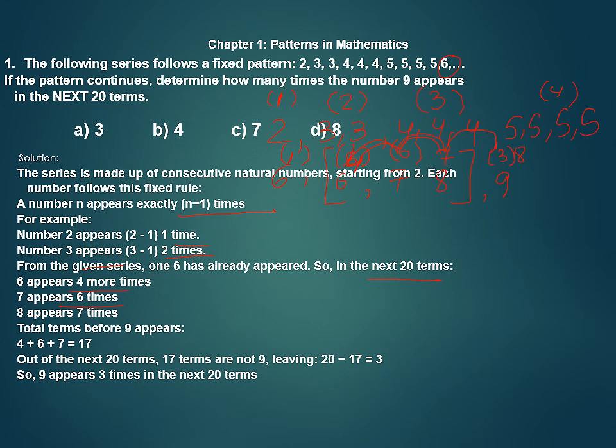7 will appear 6 times, 8 will appear 7 times. Total terms before 9 appears will be 17. So out of the next 20 terms, 17 terms are not having 9, leaving 3. So 9 will appear 3 times in the next 20 terms. So the sequence is, and our correct option is option A.